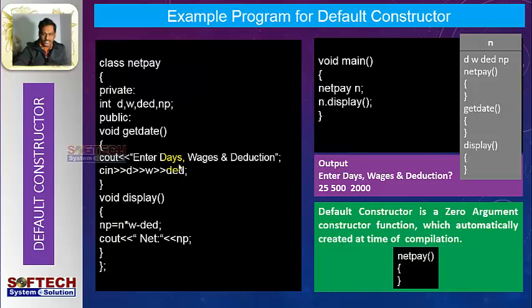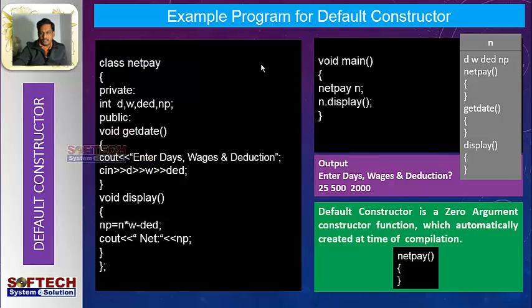If we want to assign the data, we call the n dot getdata function. If we want to assign values to the data members, we use n dot getdata.